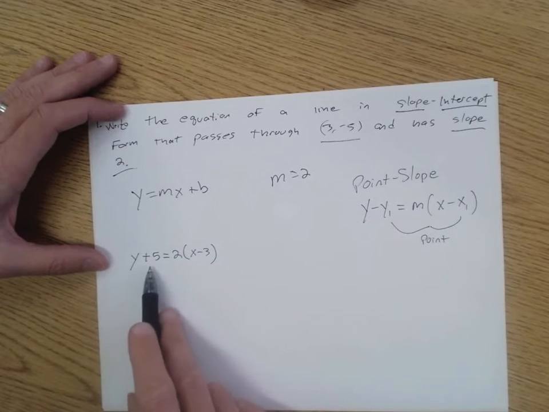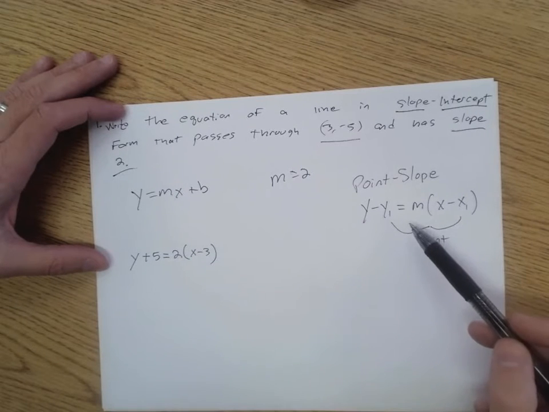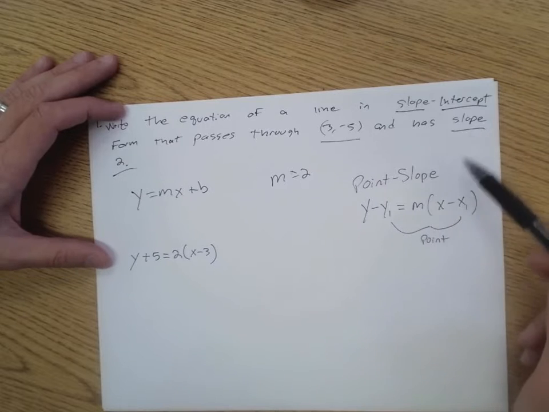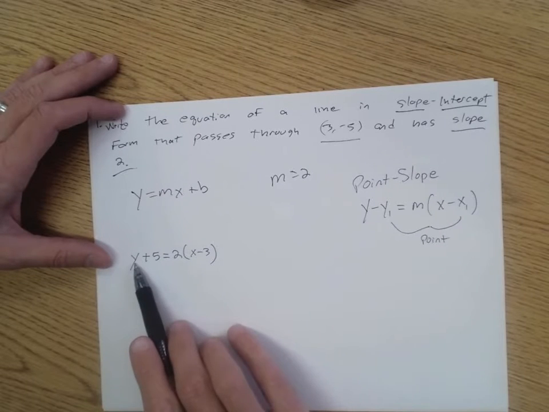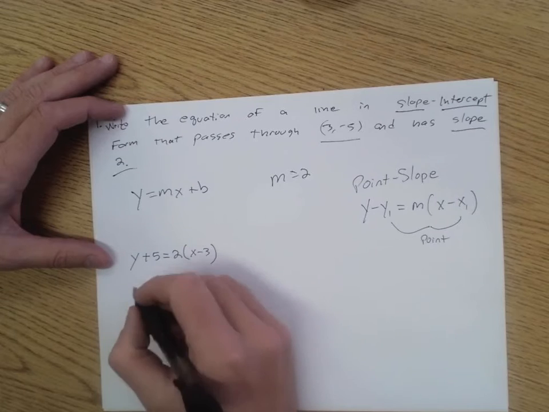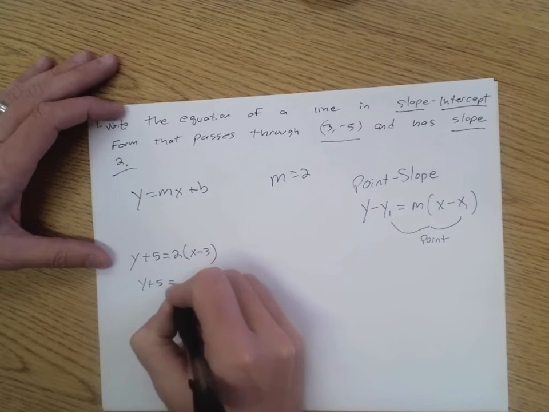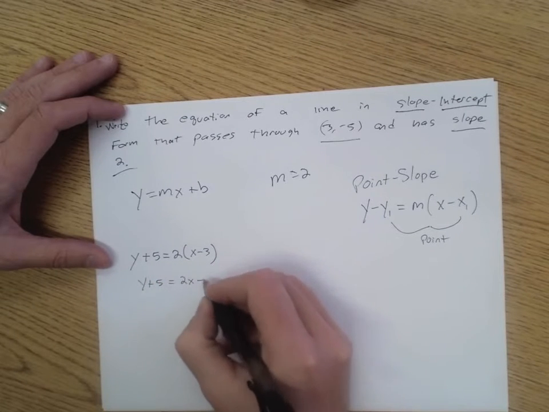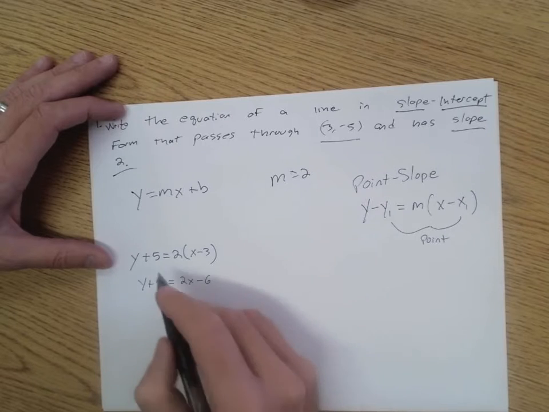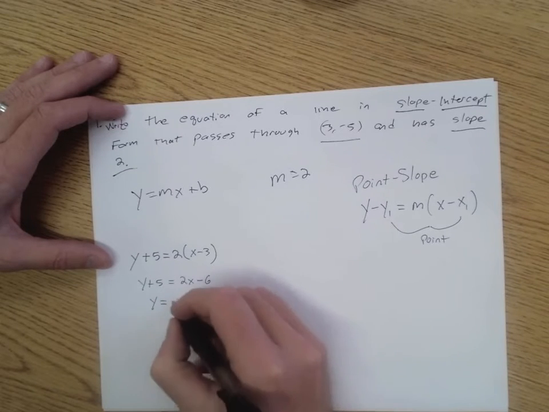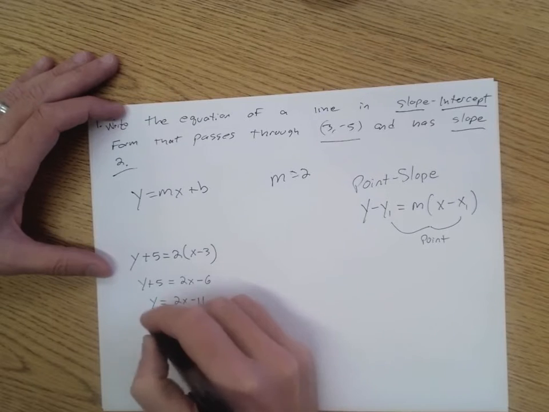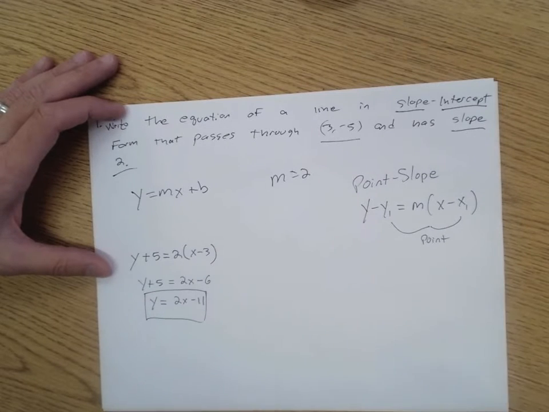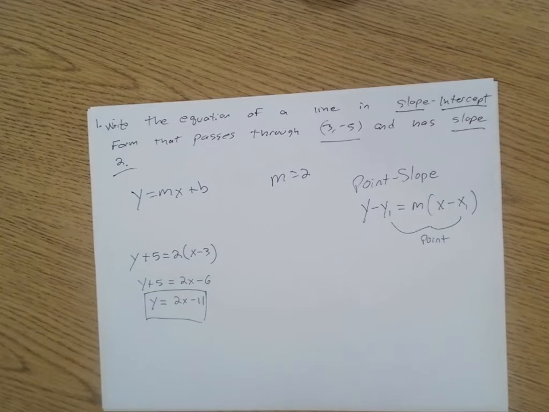And so what this does is it allows me just to get an equation, and to actually get my final answer in slope-intercept form, we're just going to solve this equation for y. So I'll distribute the 2, and then I'll subtract 5. And so that's my final answer: y equals 2x minus 11.